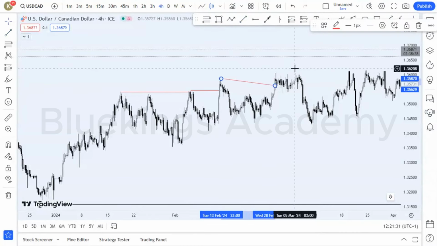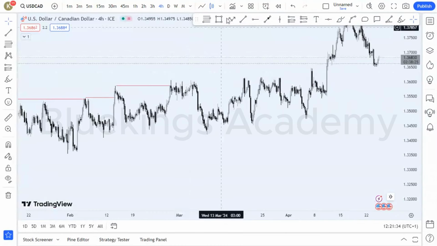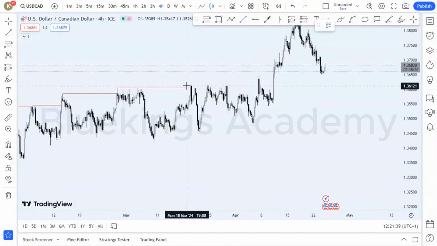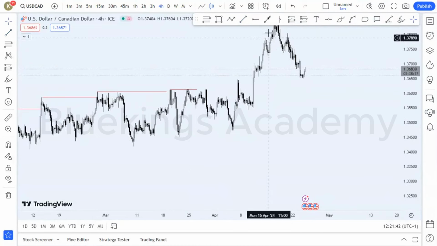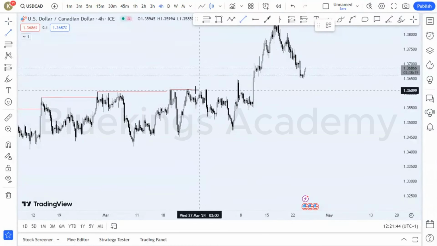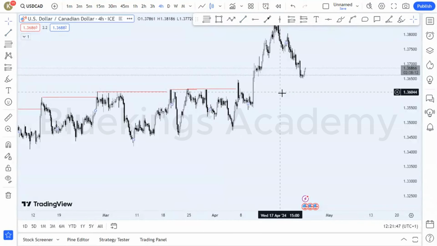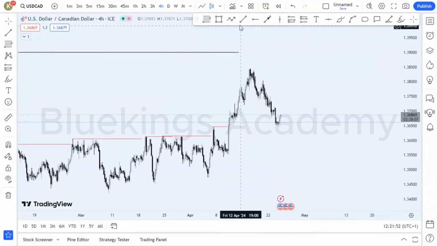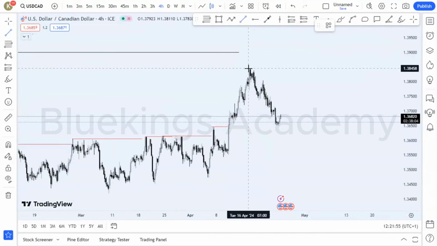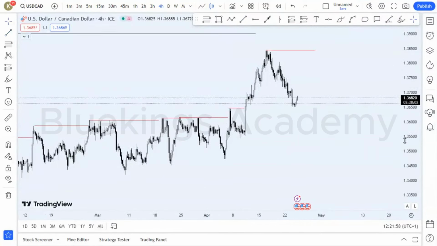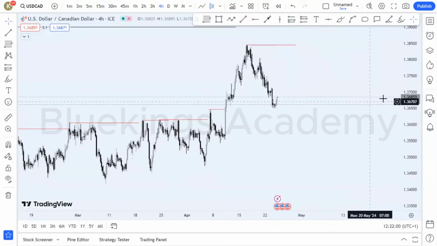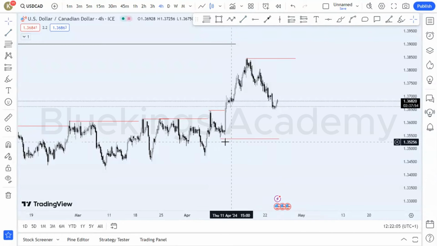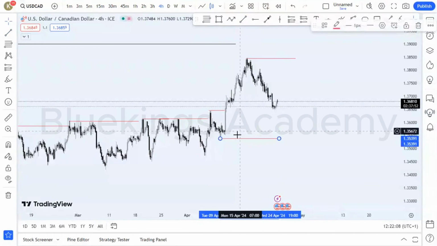More reds. More reds. And more reds. That's what's going on right now. So where's the last low that led to the break of this? This low led to the break of this. So that's the boundaries we have between these and this.